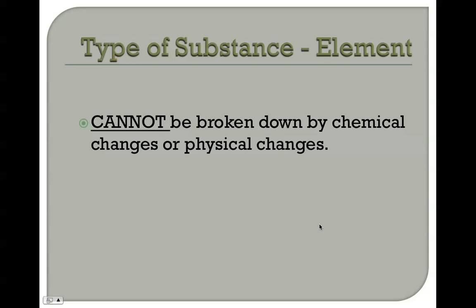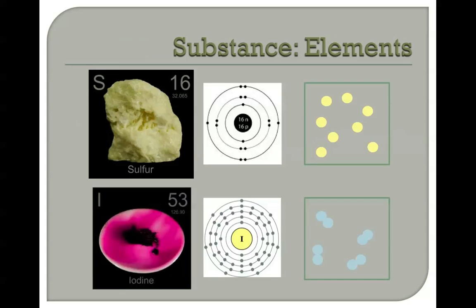The big thing with an element is that it cannot be broken down by chemical changes or, as we said before, physical changes, because they're made up of the one type of atom. Here are some examples. I have sulfur and iodine. We're going to talk more about this tomorrow, which is a particle diagram. So if I were able to actually zoom in and look at the atoms, I'd see all the same type of sulfur atom. Or for iodine, you're going to see something called a diatomic element, where we have two of the same atom bonded together. But again, it falls under the correct definition of an element in which all the atoms in the sample are of the same type, which holds true even for diatomic elements.